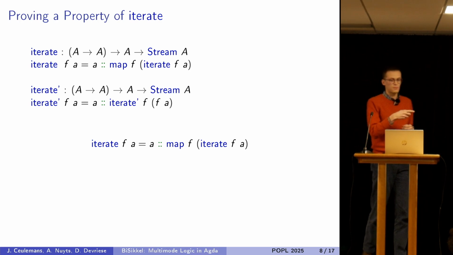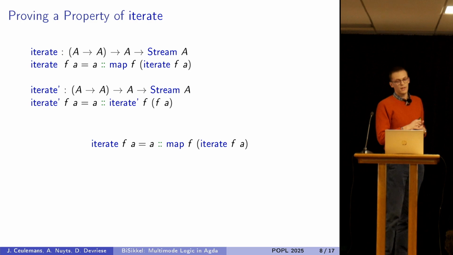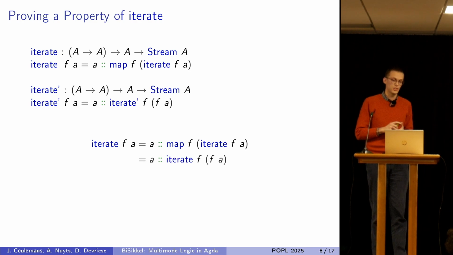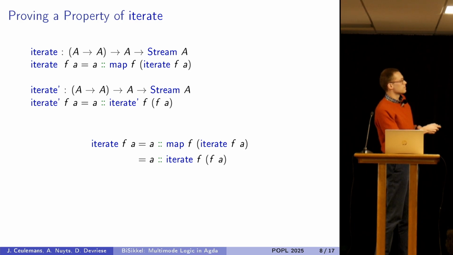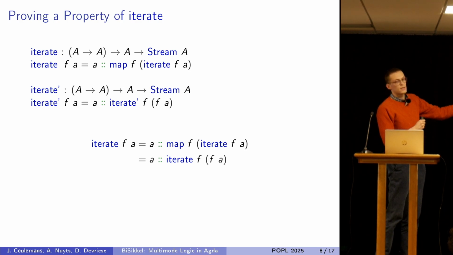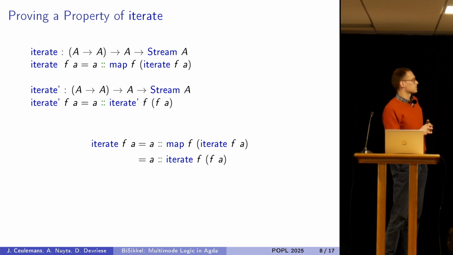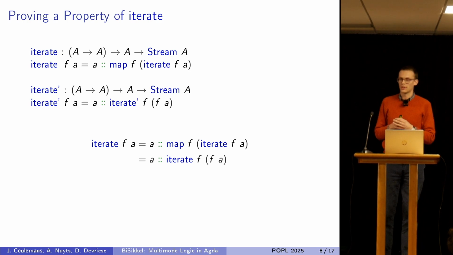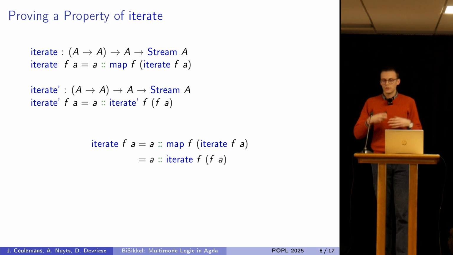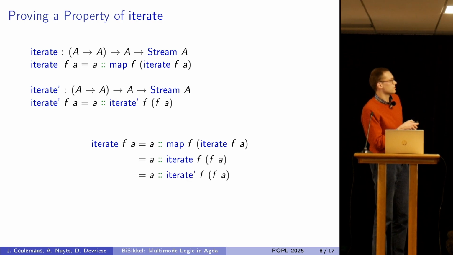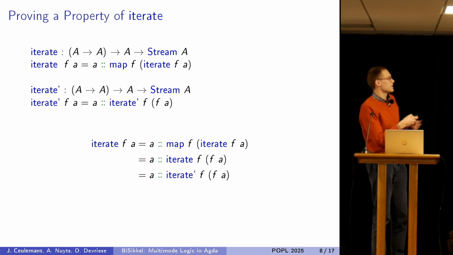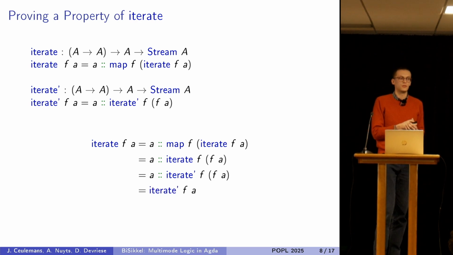Well, we can start by taking iterate F A, expanding its definition, and then we can show a lemma that mapping F over iterate F A will get us to iterate F of A. I will not show that proof here. And then we would hope to apply an induction hypothesis. So then we could say, okay, now we're in the tail, and in the tail, iterate is equivalent to iterate prime. And then we're just back at the definition of iterate prime.